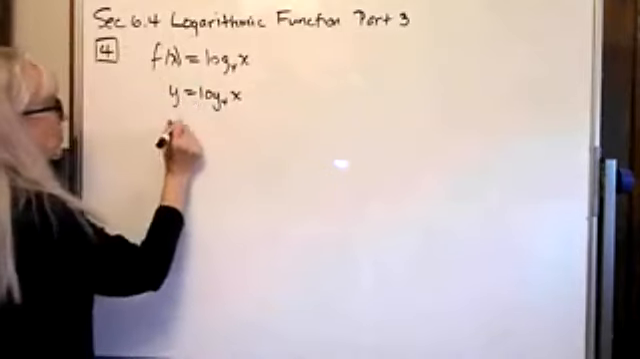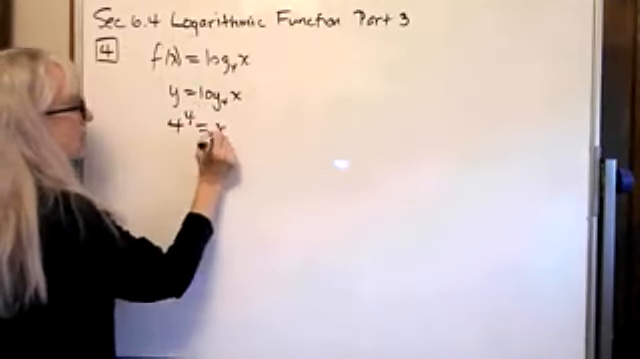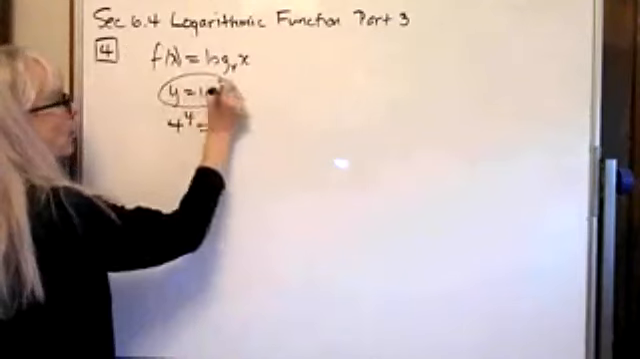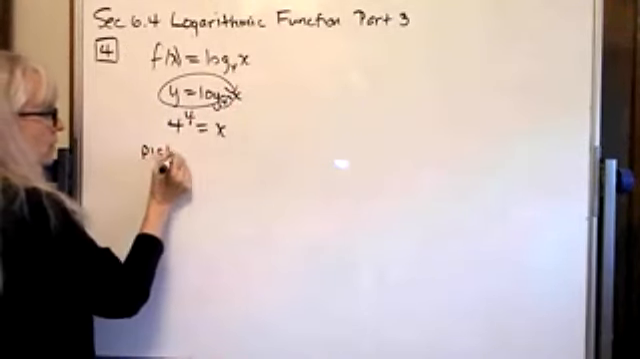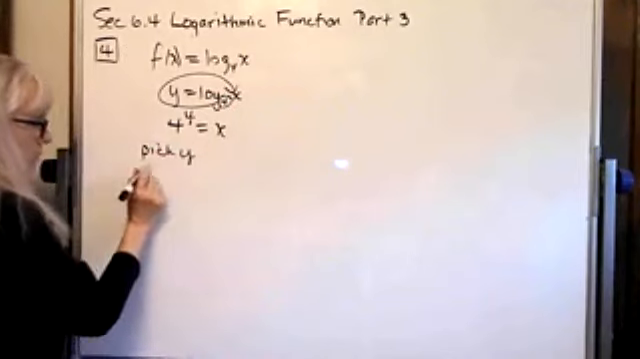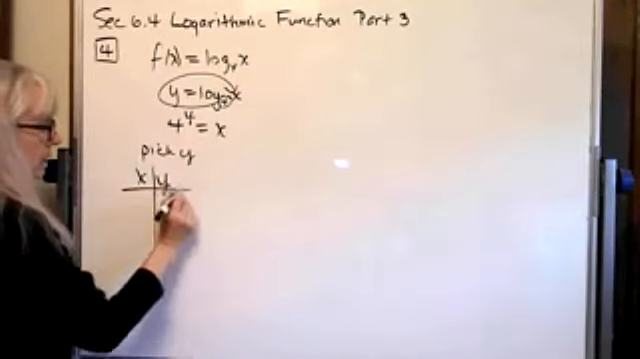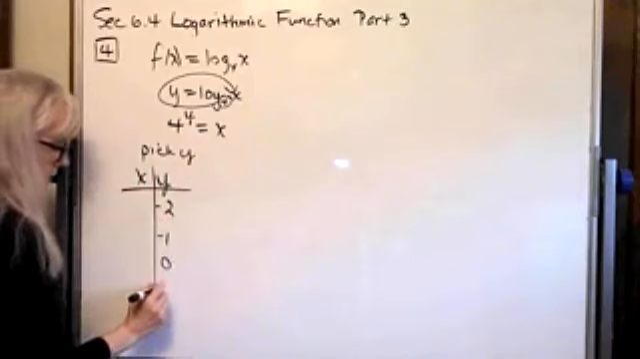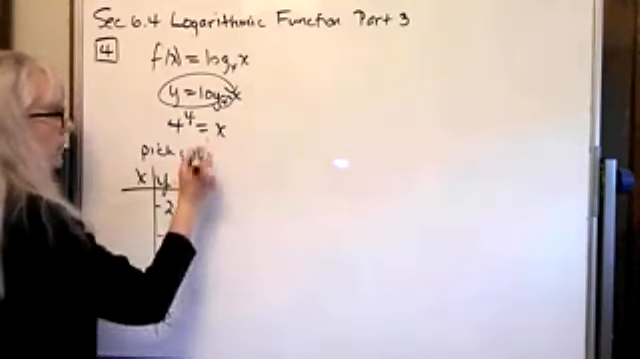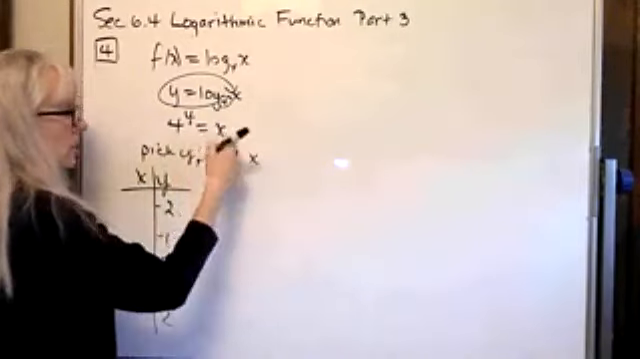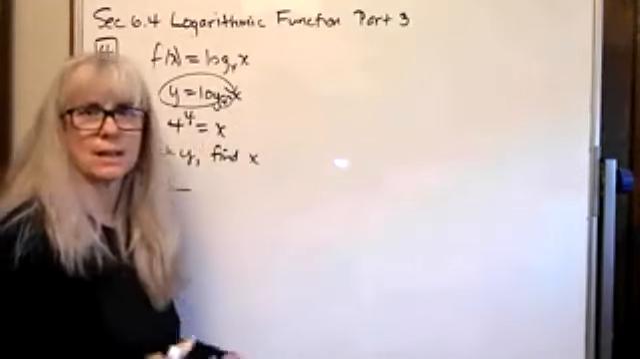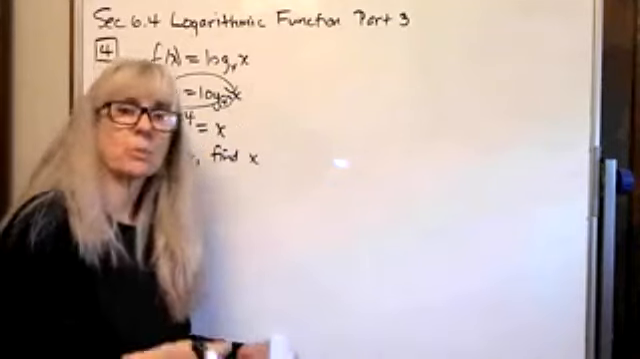So this would be 4 to the y is equal to x, again, starting with the base going around the equal sign. So that means that we're going to pick y values in our little columns. We'll use -2, -1, 0, 1, and 2, and we're going to find the x's. Pick y, find x. The reason you're doing it this way is because the end answer is going to be the x value. So you're picking the y values.